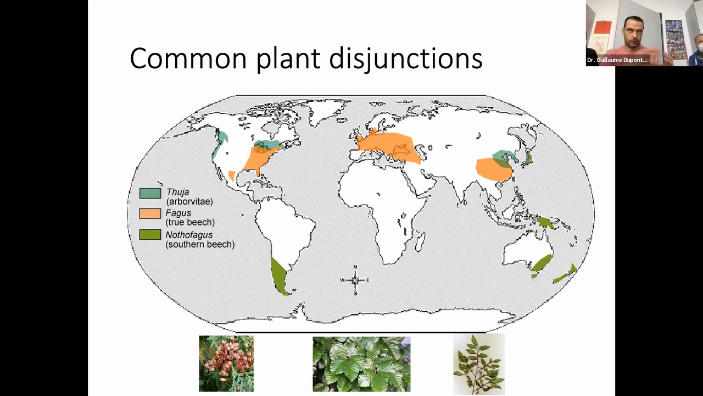Every continent has different species, however. Same with the genus Notophagus, the southern beeches. They occur in South America, Australia, New Zealand, and New Guinea.